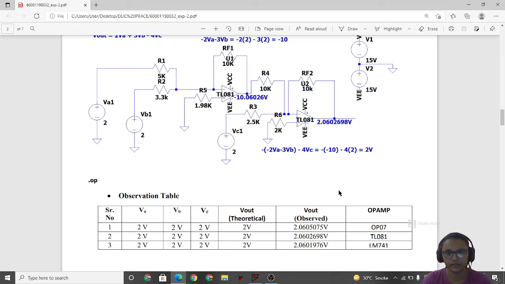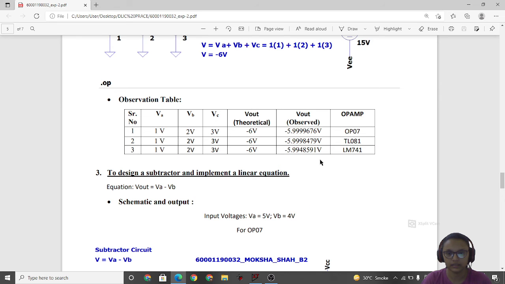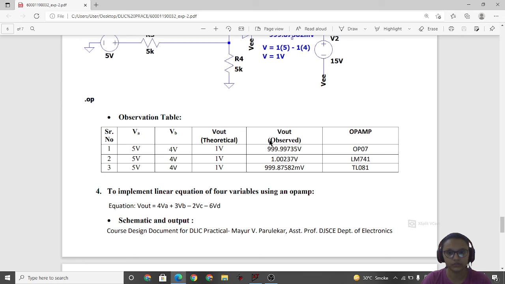I have shown the inverting adder also, and I have placed the LM741 and TL081 also, with the same difference shown in the observation table. For the subtractor, I have also tried the LM741 and TL081. In the observation you can see each and every one is close to 1 volt. Only there are changes in the decimal places.